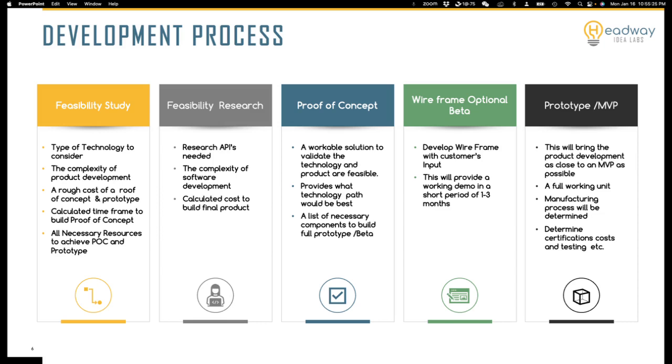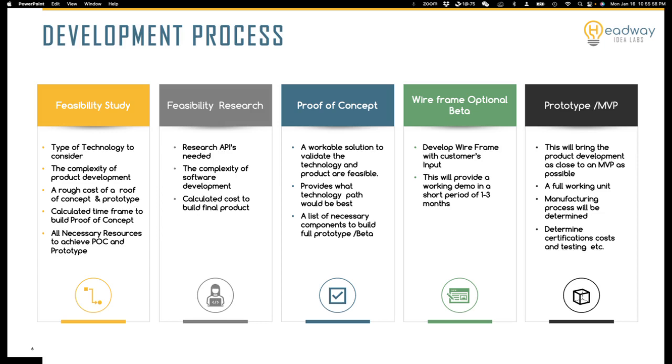And again, the prototype MVP is typically a full working unit, almost a full working unit. The manufacturing process at this time is also determined, and determine any certifications, cost for certifications and testing, right? So depending if you're in Europe, you're going to need CE markings, certifications in Europe, and in the US, UL, and a few others, depending on what type of hardware you're building. Software, obviously, those types of certifications aren't as necessary unless you're in the medical field.